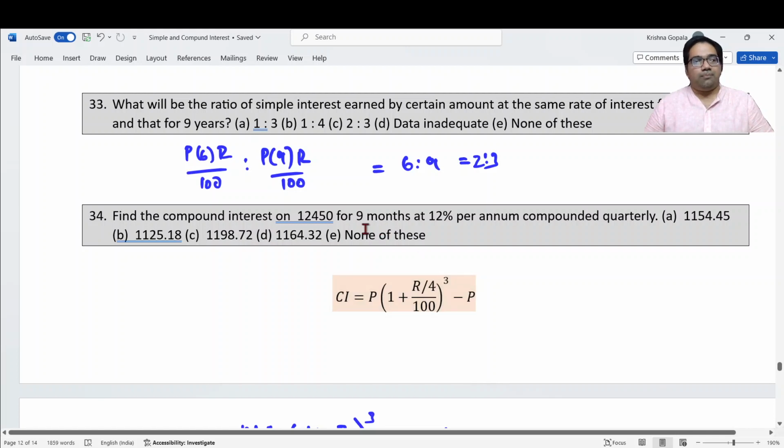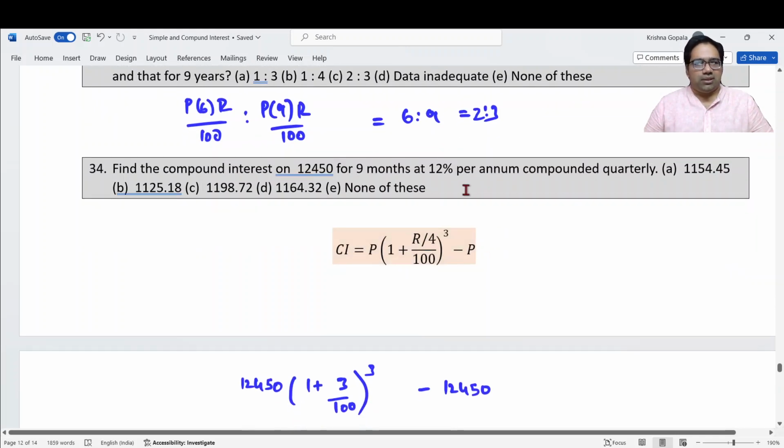If it is compounded every month, then it would have been R by 12. 1 plus R by 12 whole power 9, we would have put if it was compounded every 1 month. R by 12 here and 9 here. But in this case, it is compounded every 3 months. That means the interest rate for 3 months is R by 4. So 1 plus R by 4 whole power 3, as 3 quarters are there in 9 months.